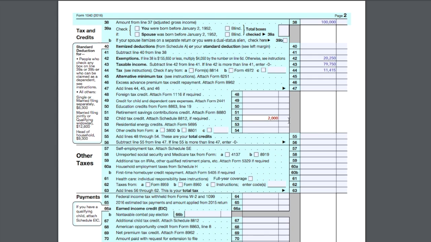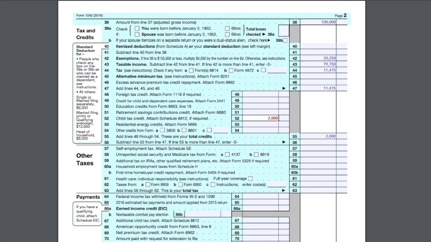And next we take line 55 and insert $2,000 because we're adding lines 48 through 54, which are all our credits. And the only credits we have are the child tax credits. Line 47, I forgot to put a value in there. It's just lines 44, 45, and 46 added together. And the only tax we had was the $11,415. So that makes it simple. That's all we put in line 47.